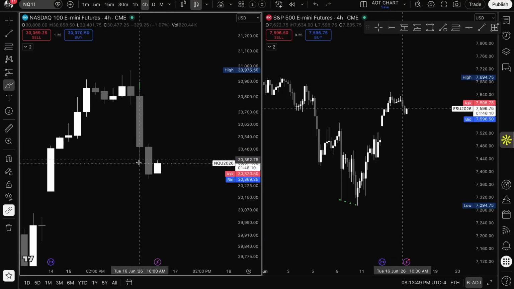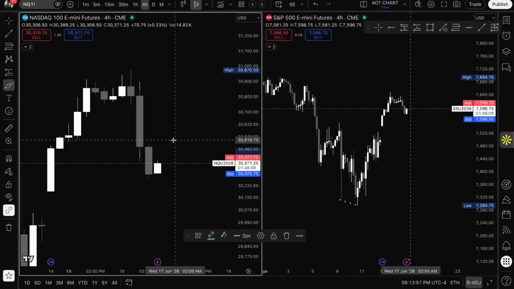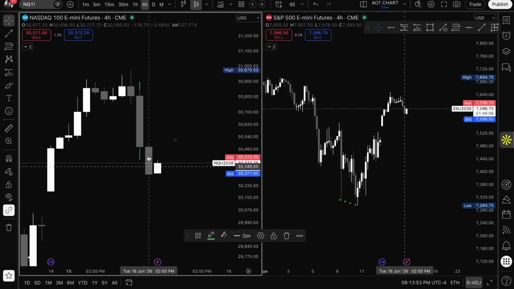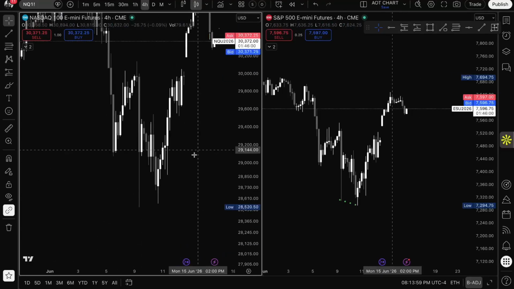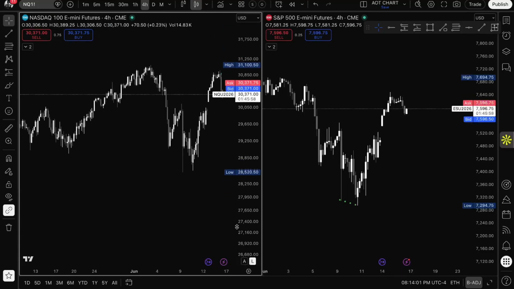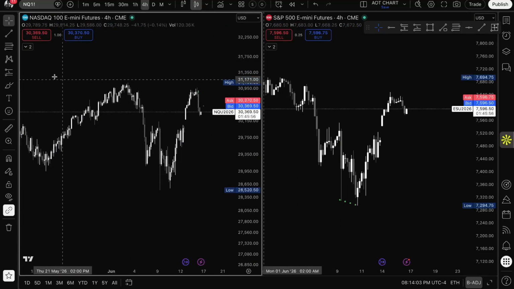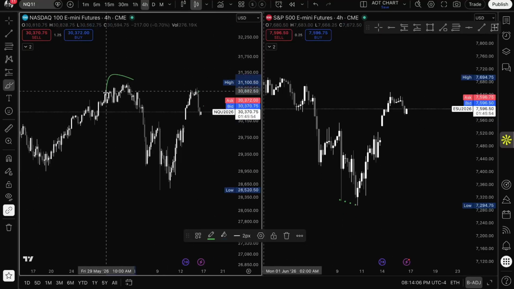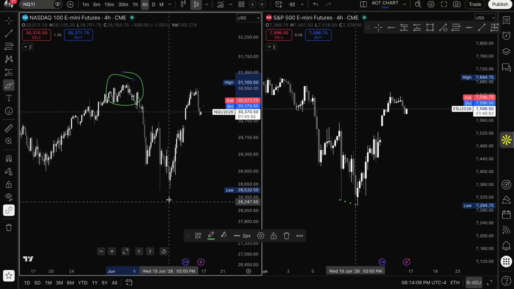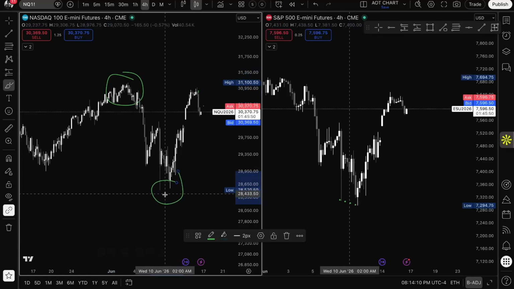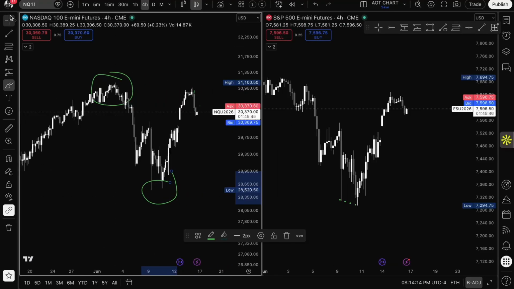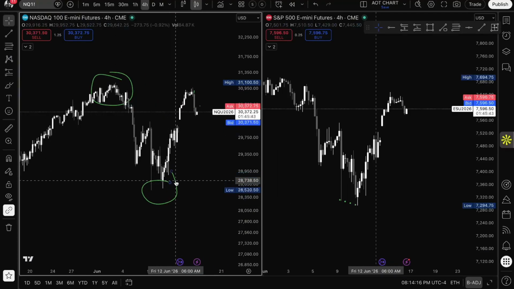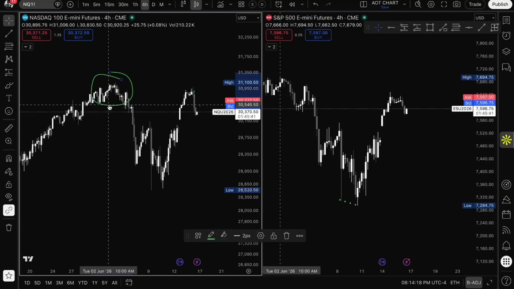The bottom of this candle is a low, right? So we have, and this is just looking at it at one candle. Now if we zoom out and we look at the market, it's the same thing, right? So the top right here, these are highs. Down here, these are lows. It's pretty simple.